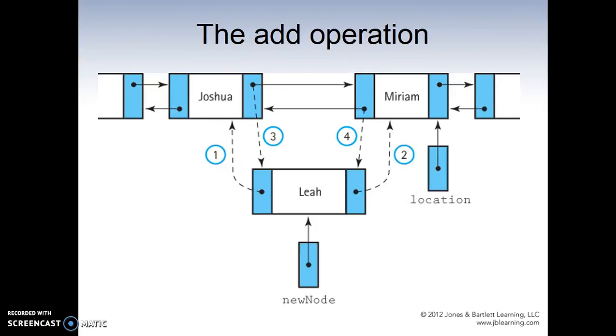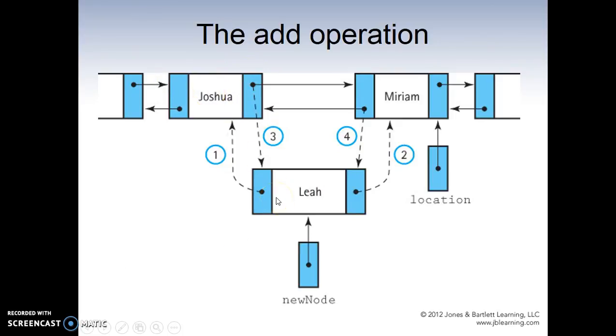Now let's look at where we add something into the doubly linked list. And this is the ordered list. So we found the location where I want to add Liel, which should be ordered before Miriam and after Joshua. So what is the first thing to do? We create new node. So after we have new node, we set back to Joshua. And how do we get that? Location dot, we have get back, right? So location dot get back gives you Joshua.